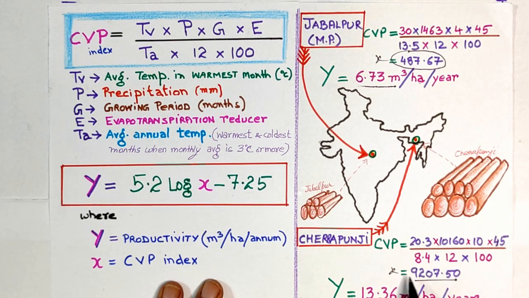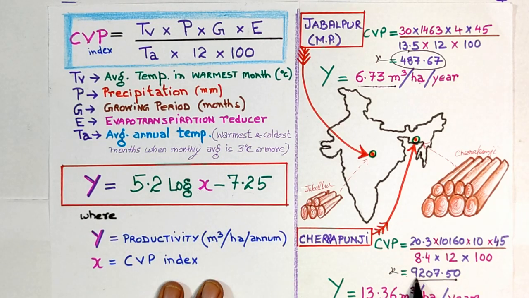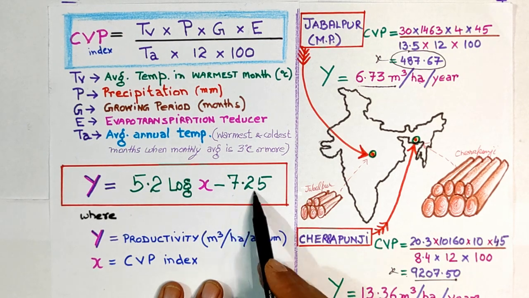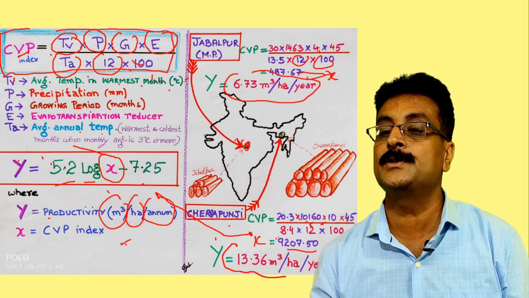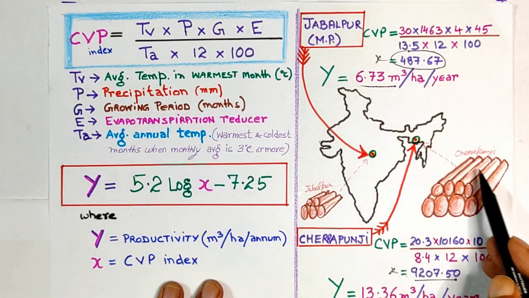We put this X in the formula of this one. Y is equal to 5, X is 9207.50. We get minus 7.25. We get potential productivity is 13.36 cubic meter per hectare per year. As you can see, the Cherrapunji productivity is more as compared to Jabalpur.